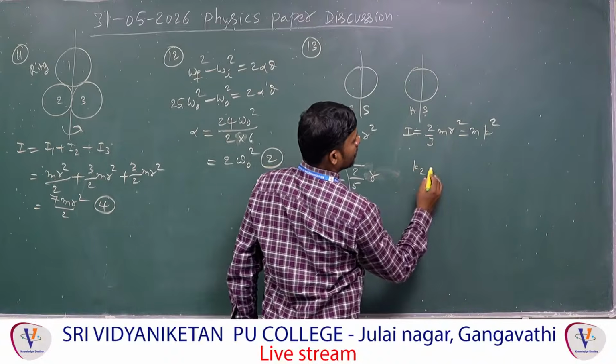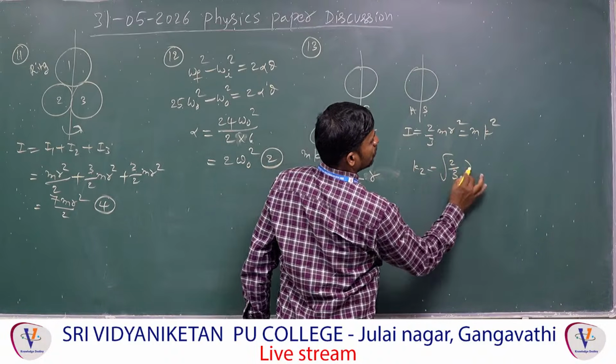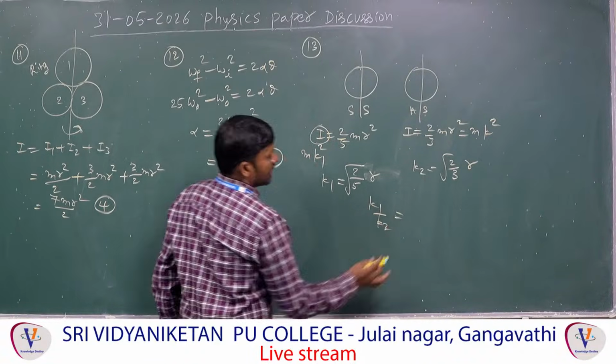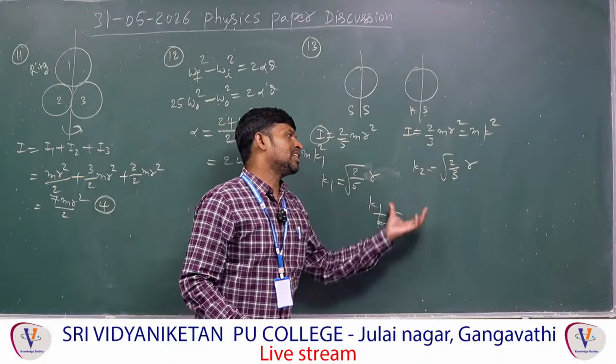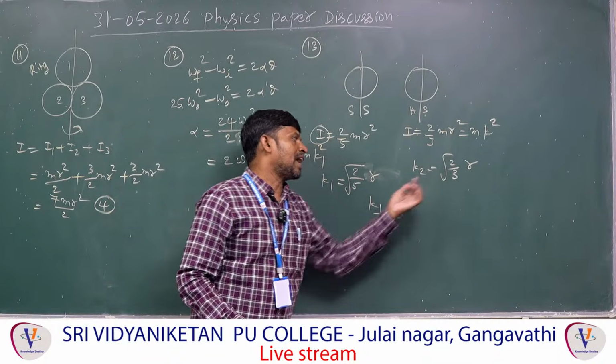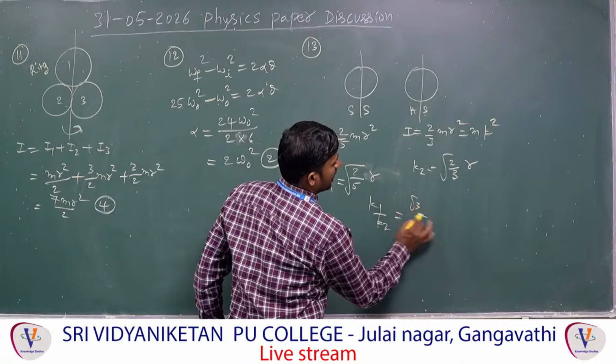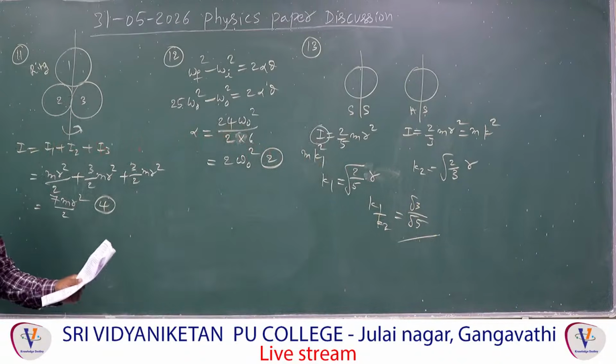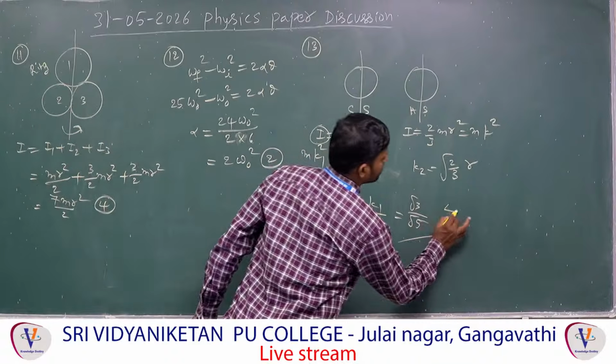What is the value of k2? Root 2 by 3 r. It is asking the ratio k1 by k2, this value by this value. Root 2r cancels. That's why we get root 3 is to root 5. We get the fourth option.